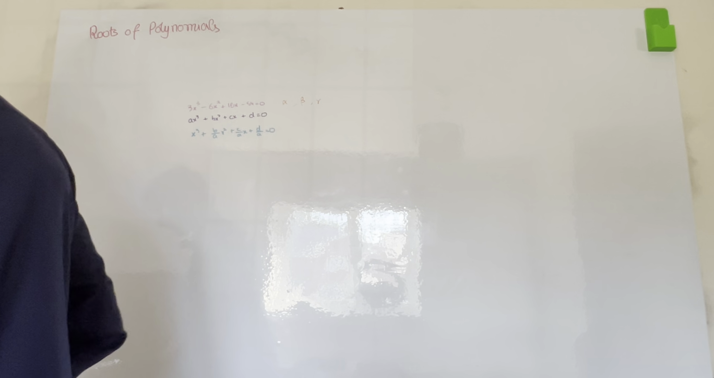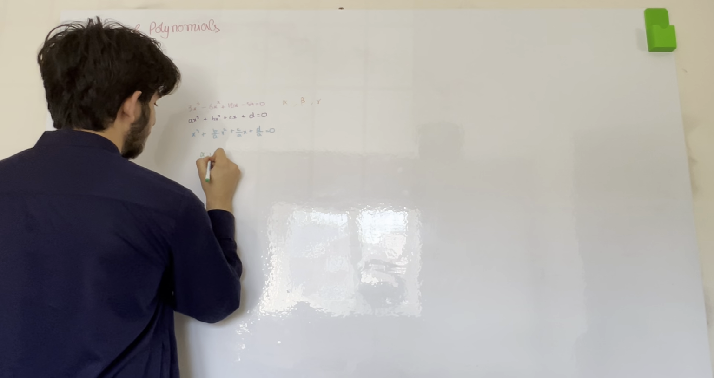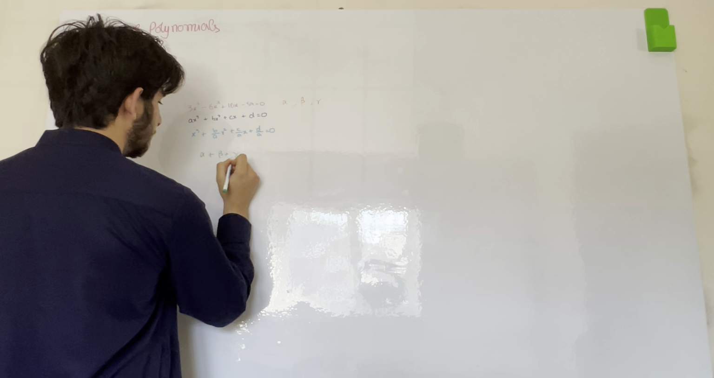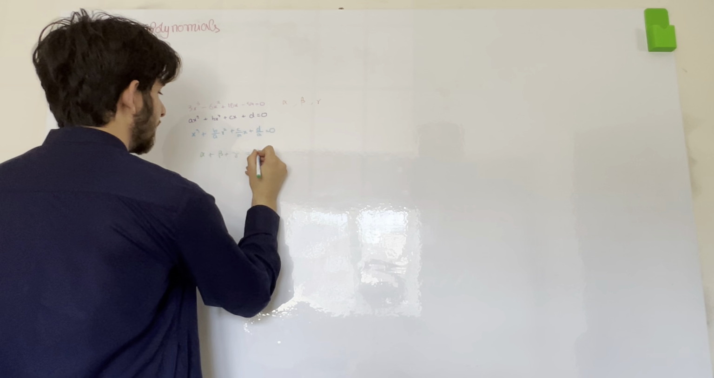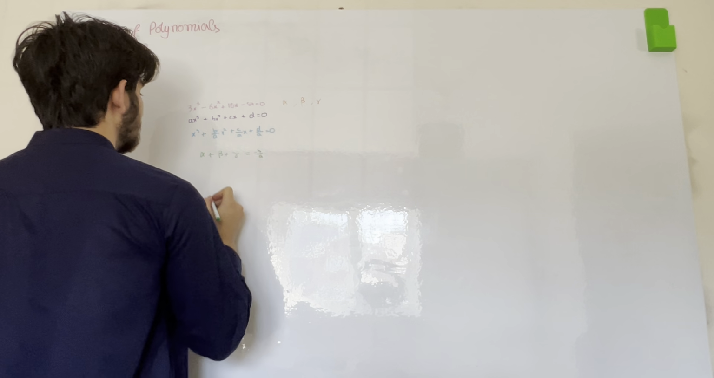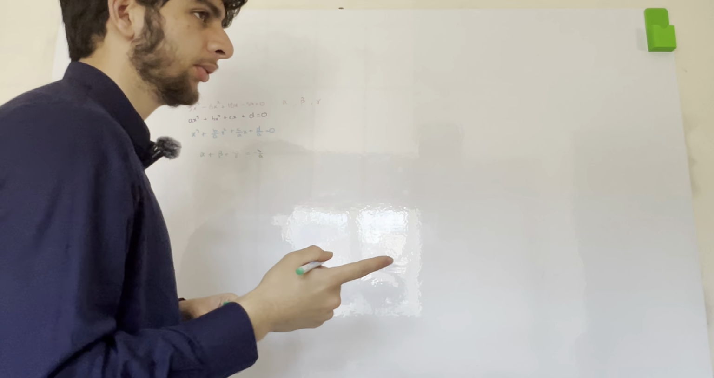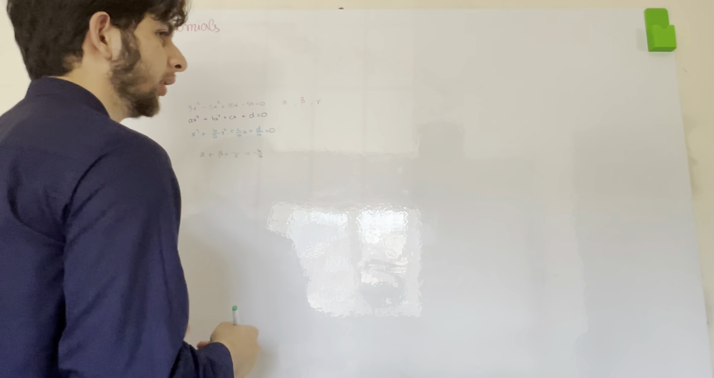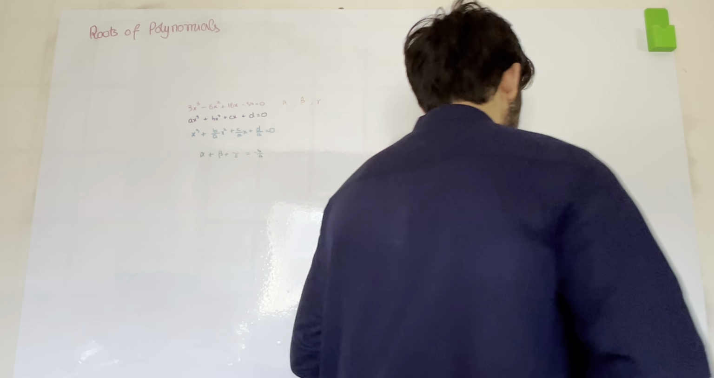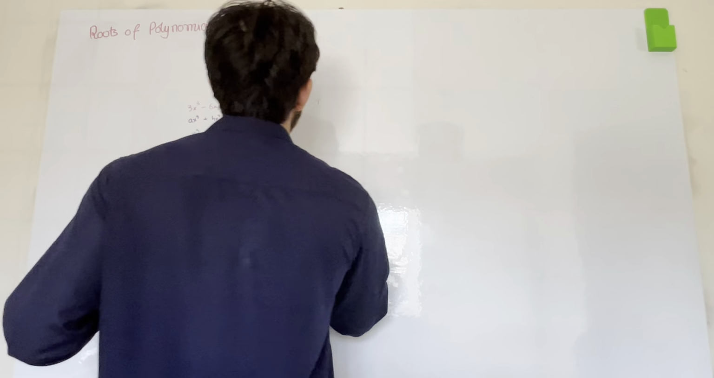We're going to have our first Vieta's theorem, which is alpha plus beta plus gamma, the sum of the roots together, which will be equal to minus b over a. And then we're going to have the sum of the pairs of the roots, which we're going to add up to c over a.